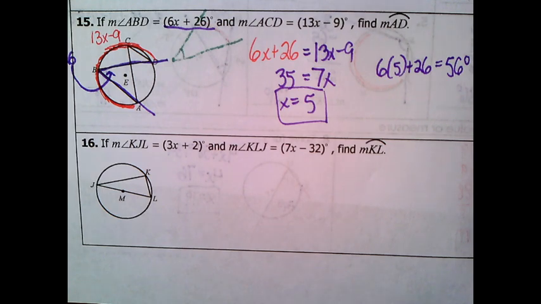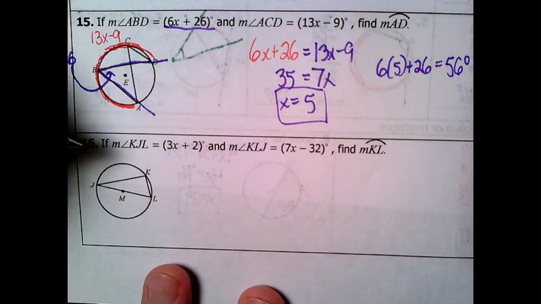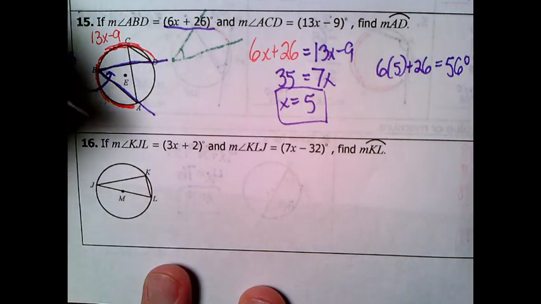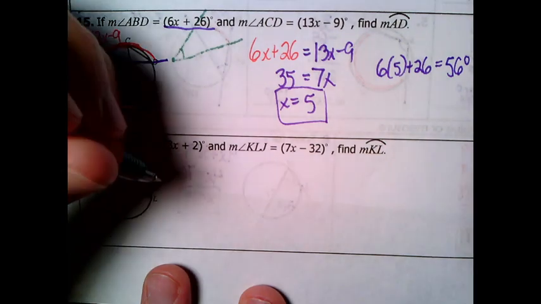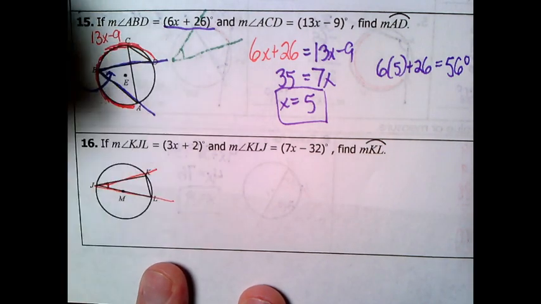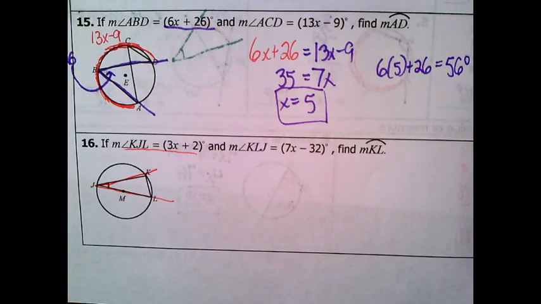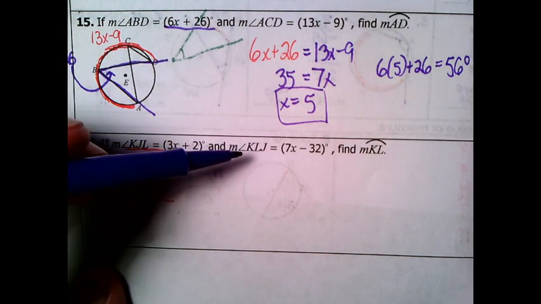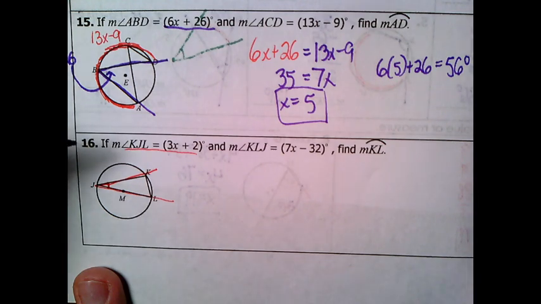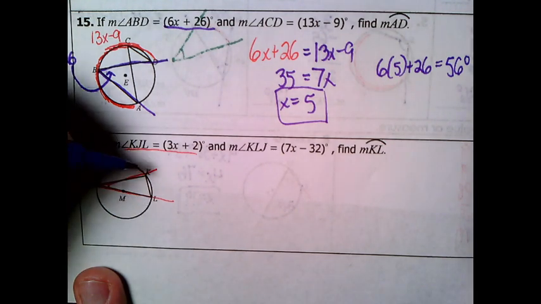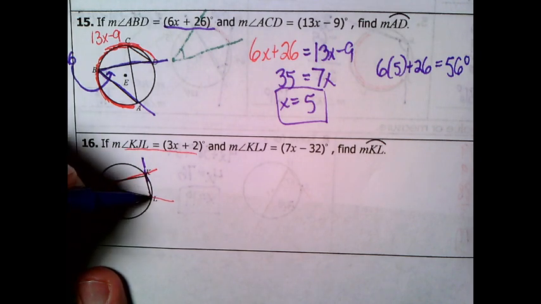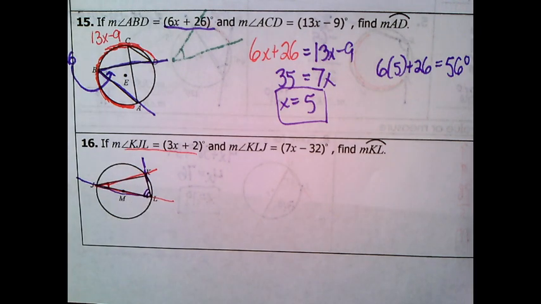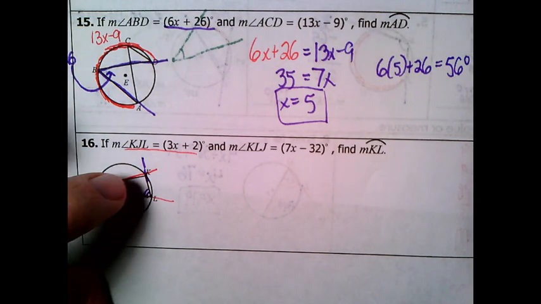Alrighty. So let's look at this one. So KJL, angle KJL. So that's this angle right here. That's red. And the measure angle KLJ. That's this angle. Okay. And they want arc KL.